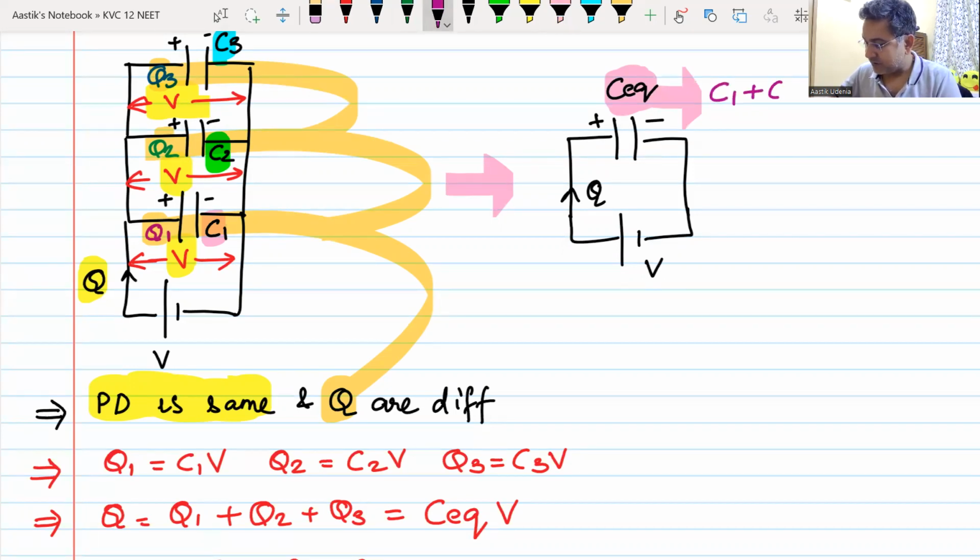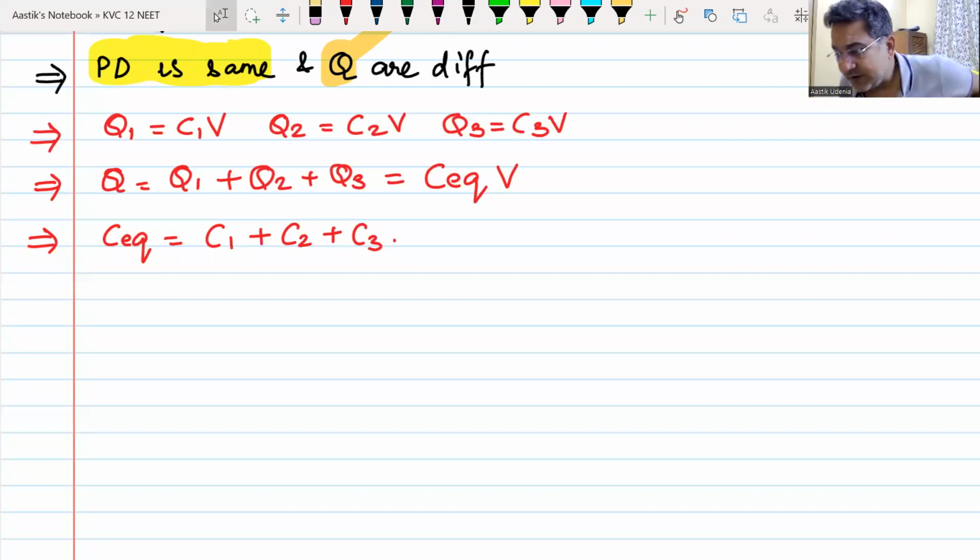C1 plus C2 plus C3. Do we understand this, beta? Yes, sir. Have you noted it down, everyone? Yes, sir. Okay, well done. So this value of equivalent capacitor is C1 plus C2 plus C3. If there are three capacitors, it will be like this. If there are more, you can just keep on adding more.